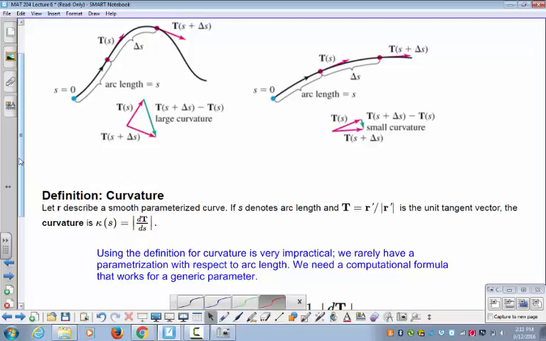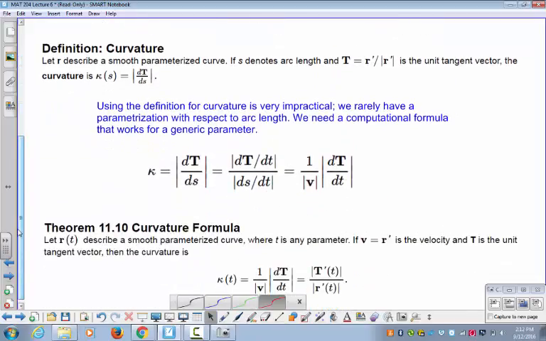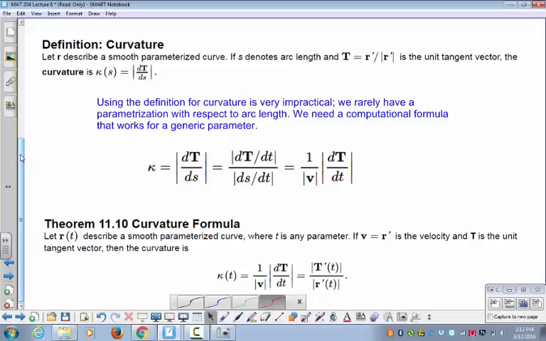So when you take the derivative, that number is only influencing the turning of the curve. So we'll call it curvature, dT/ds. Here we're assuming we have a curve parameterized according to s, arc length. That's not always the case, and it's not always easy to get. If you can, all you have to do is take the derivative of your unit tangent vector and you will get curvature.